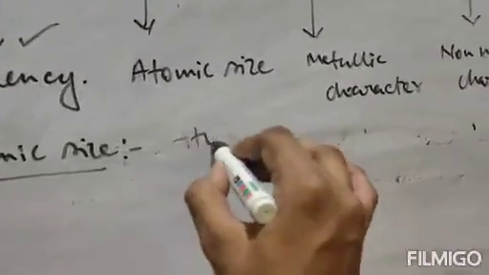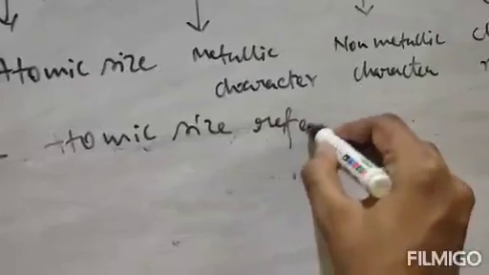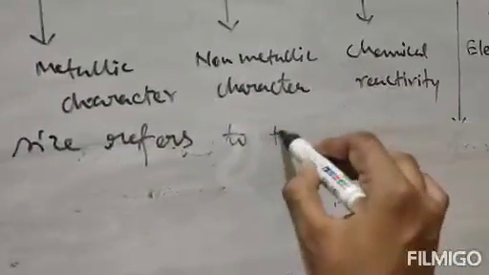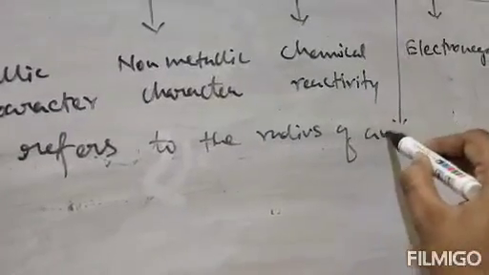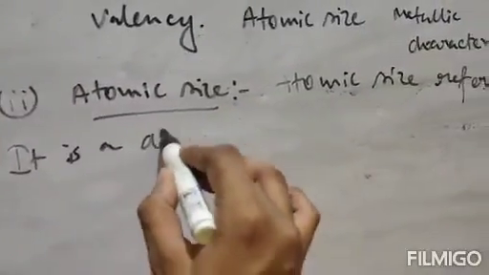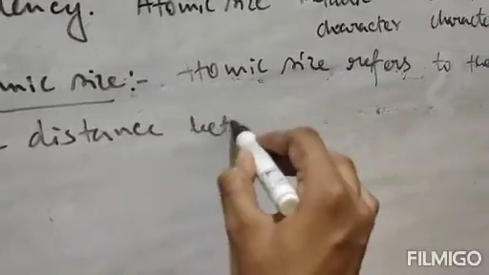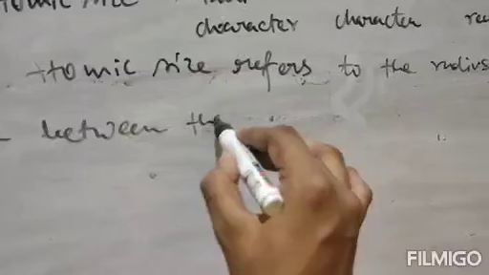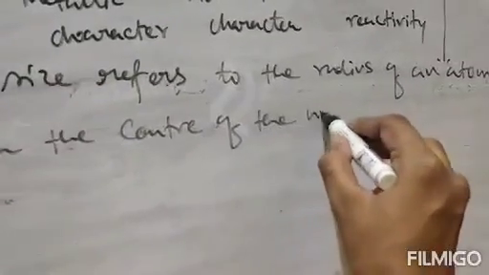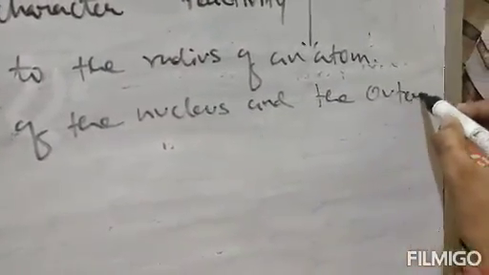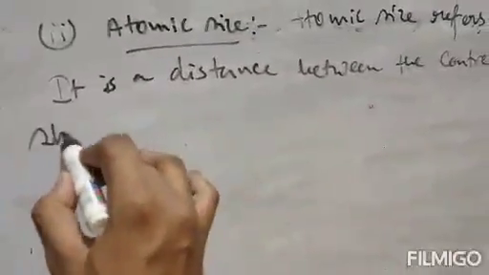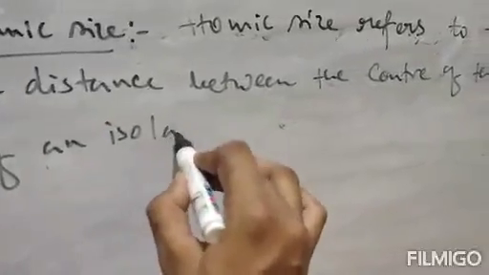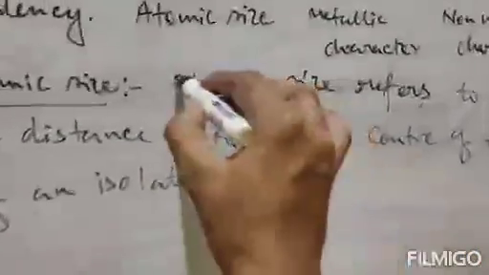Atomic size refers to the radius of an atom, and it is a distance between the center of the nucleus and the outermost cell of an isolated atom. That is the atomic size. Clear?